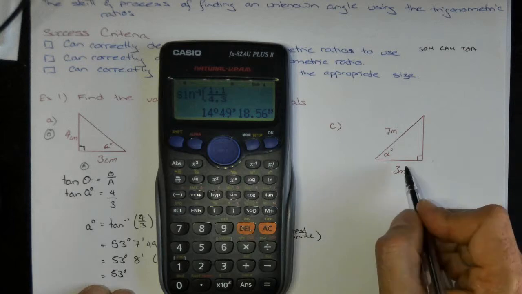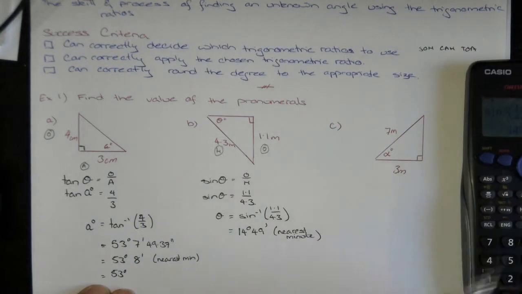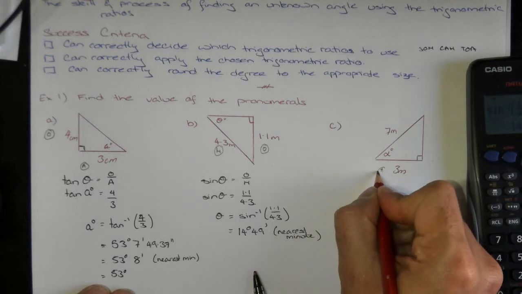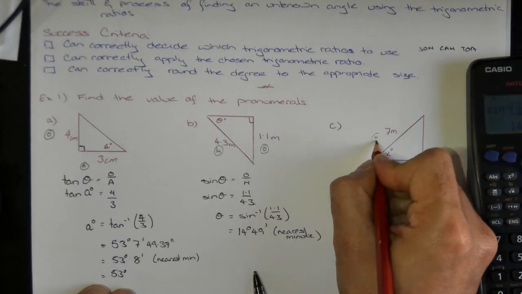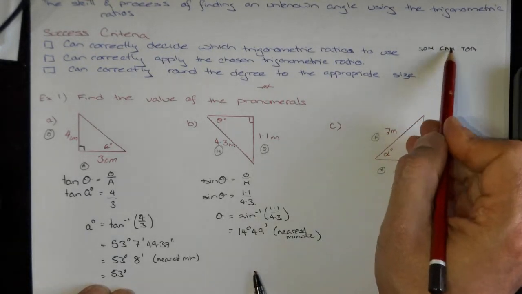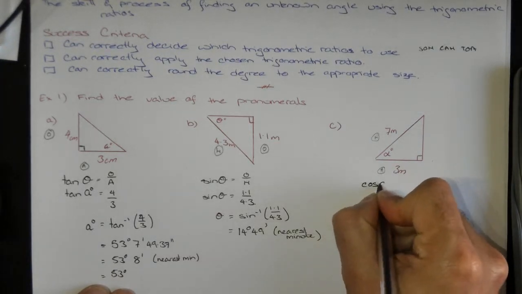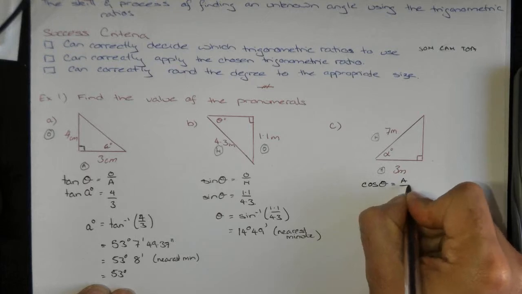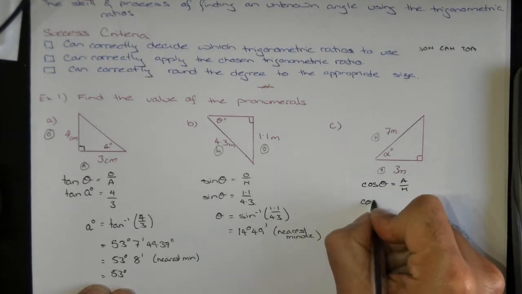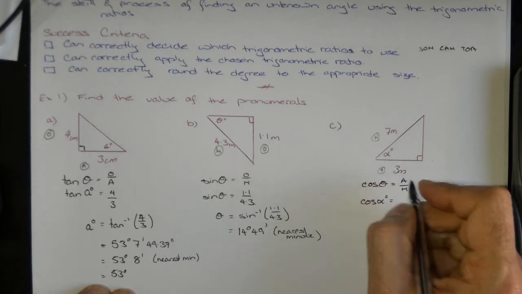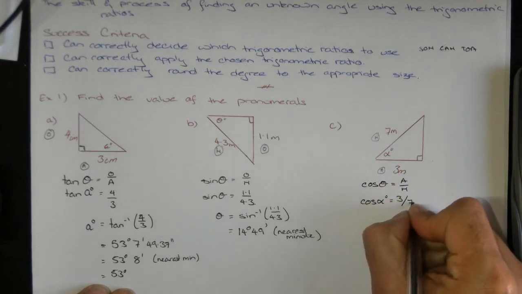Okay, I look at this one. So here I have my adjacent to my angle and the hypotenuse. So A and H. I have cosine. So cos theta is A over H. In this case, theta becomes this alpha letter. A is worth 3 and my hypotenuse is 7.